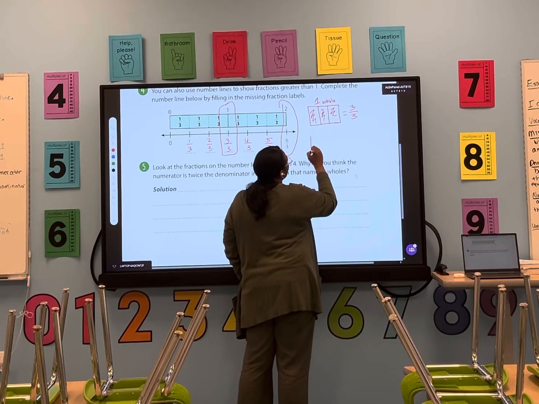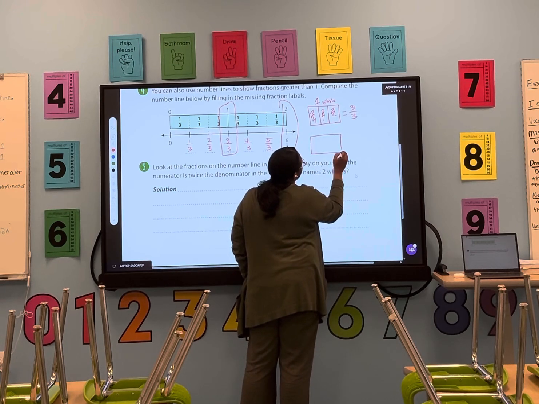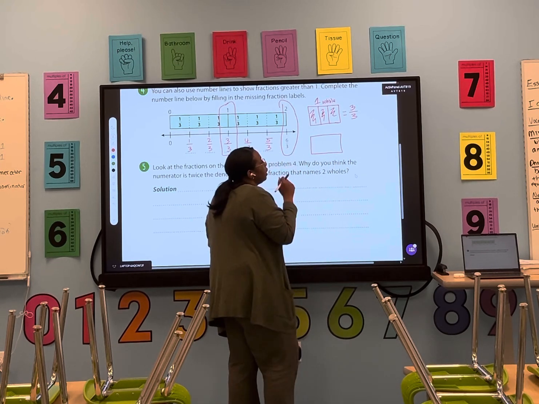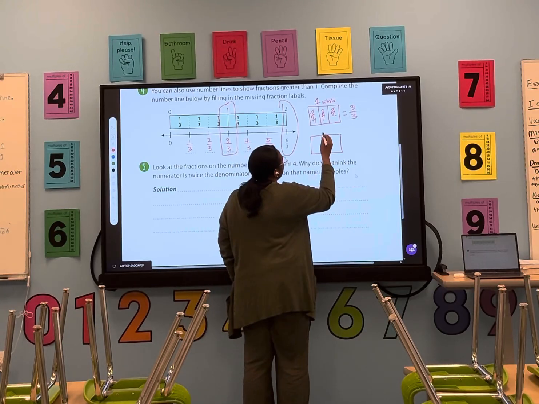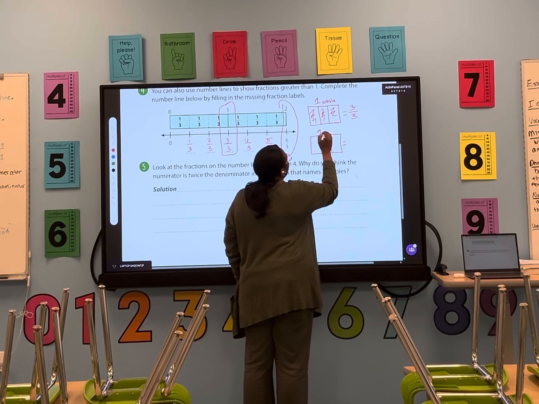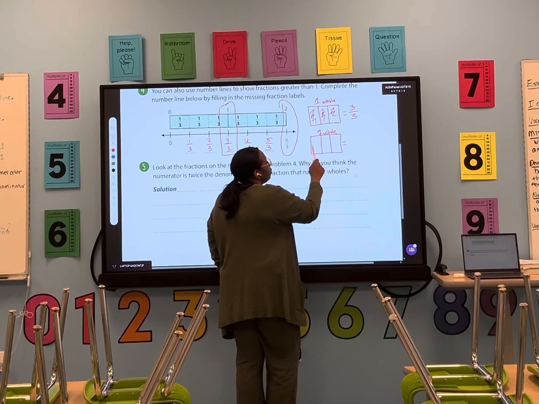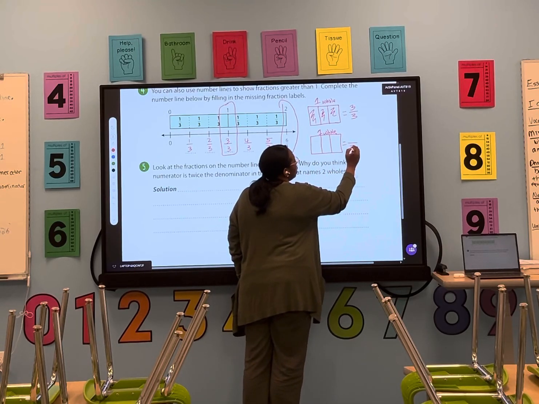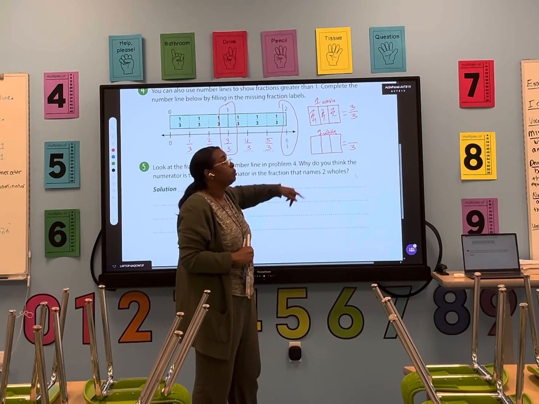If I drew a rectangle again, and I'm trying to get it the same size, because when we're looking at shapes and fractions, we want to get it as equal as possible so we can compare them. Again, this is another one whole shape. I have 1, 2, 3 parts. See how my denominator did not change? Same denominator as this one.